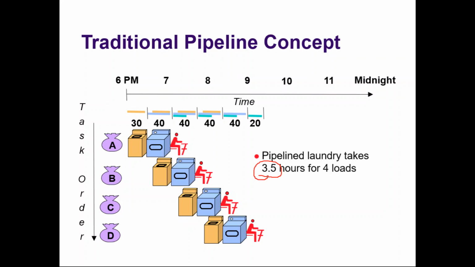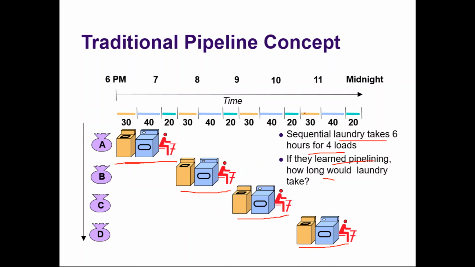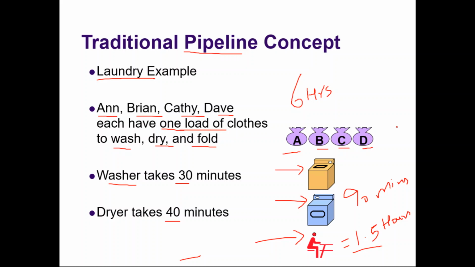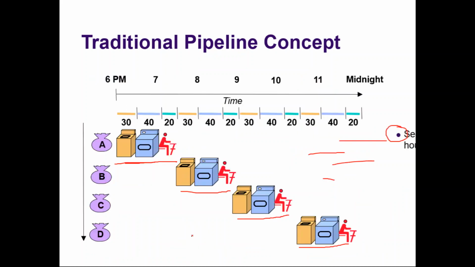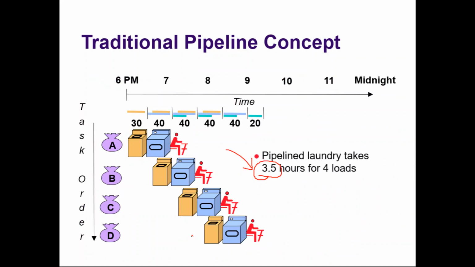So this is a good example of how pipelining improves throughput. You are able to complete four loads in 3.5 hours, whereas previously four loads were completed in 6 hours. But have we reduced any of these things? None of these parameters were reduced. Still the washer takes 30 minutes, the dryer takes 40 minutes, the folder takes 20 minutes. But we pipelined. How did we pipeline?